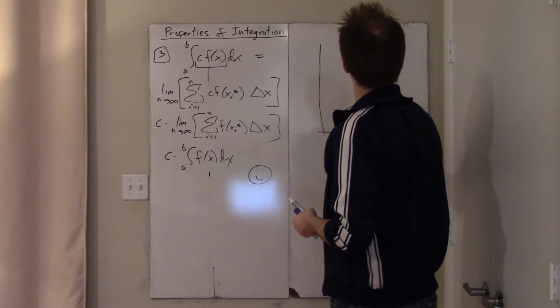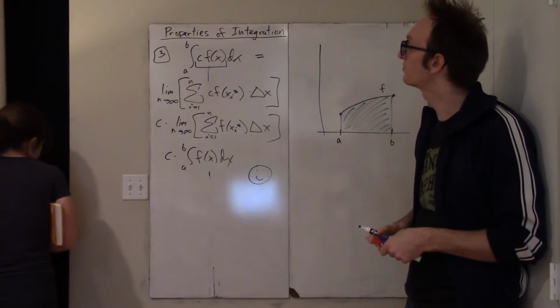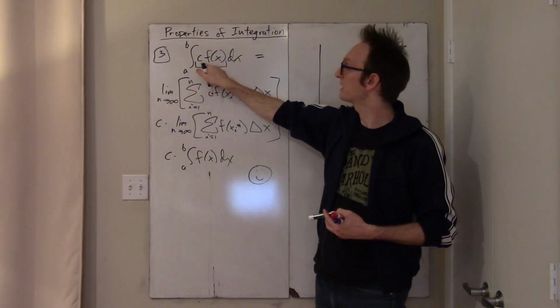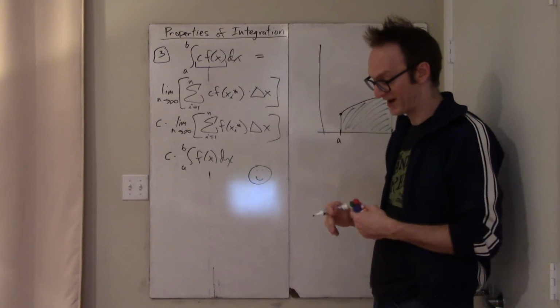So, okay. And now, what does it mean to multiply some function by some constant? Well, it's like a scaling operation, right? c times f is just the f function stretched out by a factor of c.